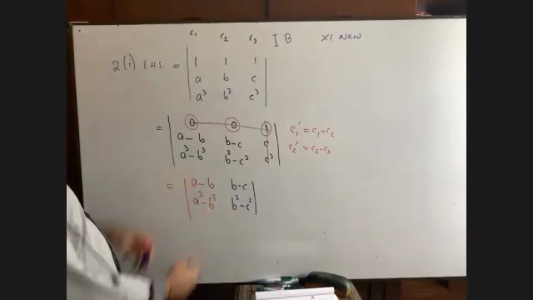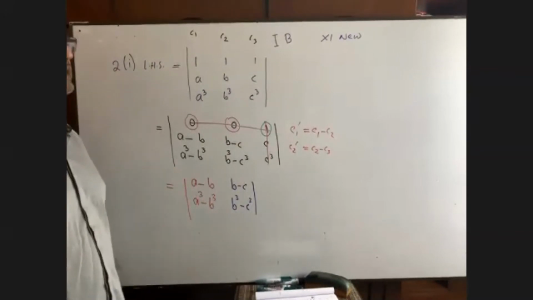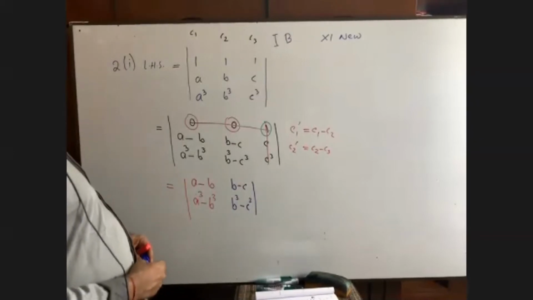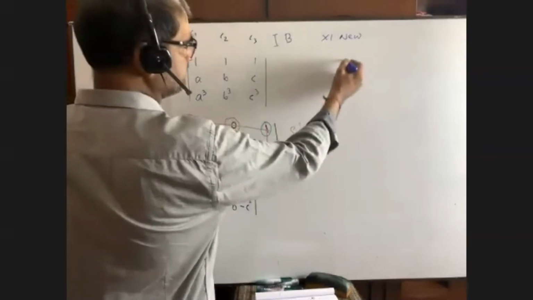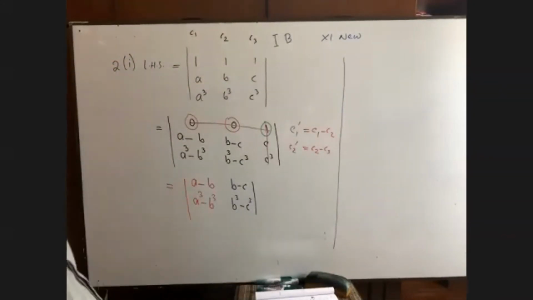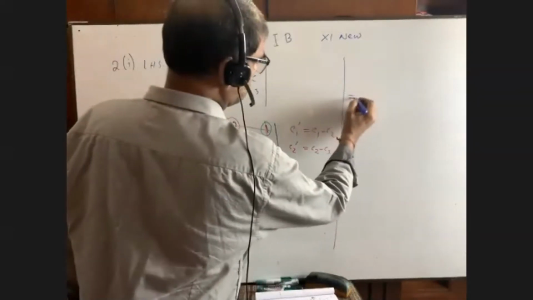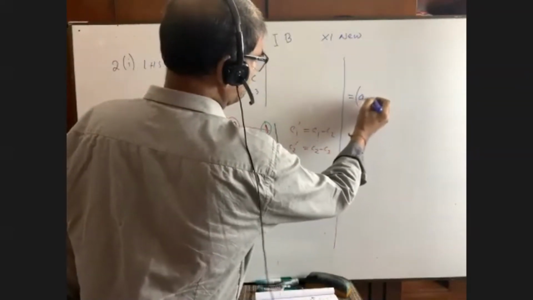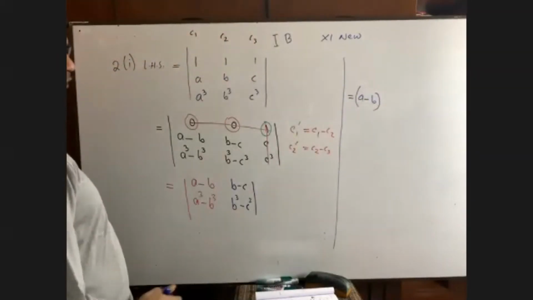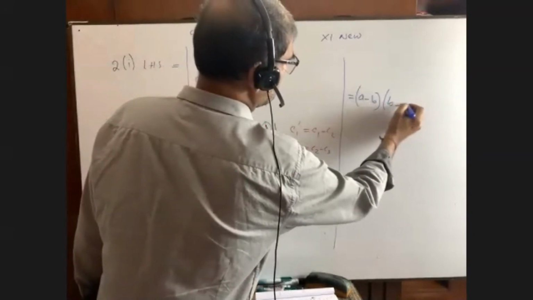Now it is really very easy for you because you did a lot of maths on this in class 9 and 10. Now you take common. You see here, I can take common A minus B from the first column. From the first column, what can be taken common? A minus B. Can you see? And from the second column, what can be taken common? B minus C.